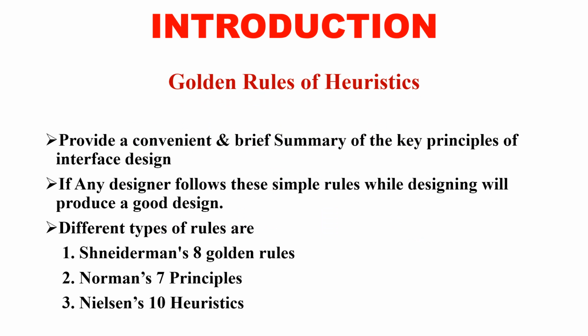Golden rules of heuristics provide a convenient and brief summary of the key principles of interface design. If any designer follows these simple rules while designing, they will produce a good design. There are different types of rules, such as the first one, Shneiderman's 8 golden rules, then Norman's 7 principles and Nielsen's 10 heuristics.